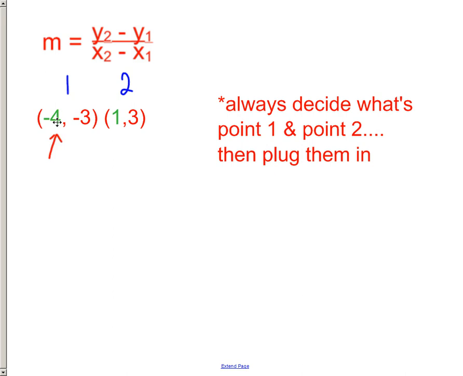This is point 1, -4, -3 is point 1, so this is my x value, so I'm going to call it x1. This is my y value, so I'm going to call it y1. Now I can come over here and I can say, well, this is my x value in the second point, so that's x2. And this is y2 because that's the y value in the second point. I can plug these safely into my equation and I'll get the slope number.